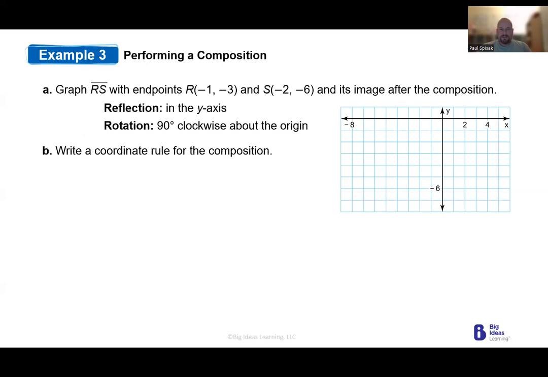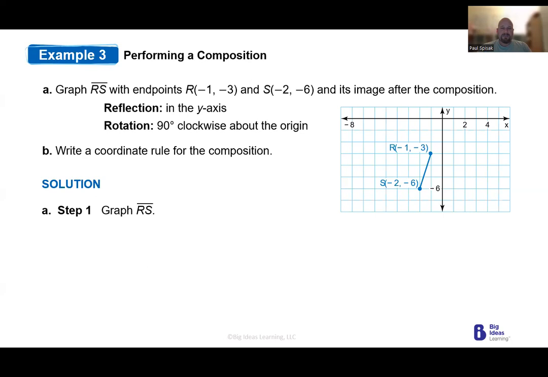So first thing we're going to do is plot the points. On here, we have the graph of RS, label each endpoint. And then we're going to do the first transformation, which is our reflection in the y-axis. So if we take those points, we're going to change each of the x values to the opposite sign. Do you have to graph it? No, this one told us to graph it.